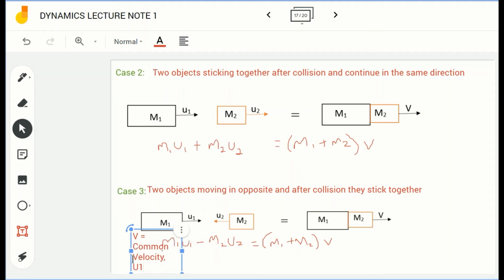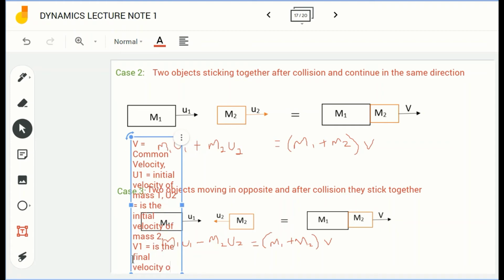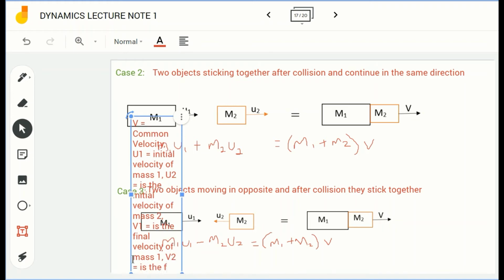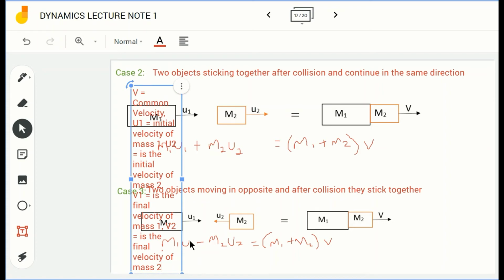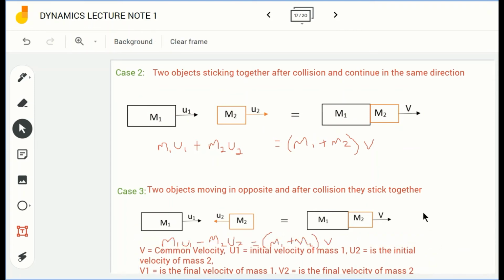U1 is the initial velocity of mass 1. U2 is the initial velocity of mass 2. V1 is the final velocity of mass 1, and V2 is the final velocity of mass 2. So these are the different parameters we use for linear momentum.